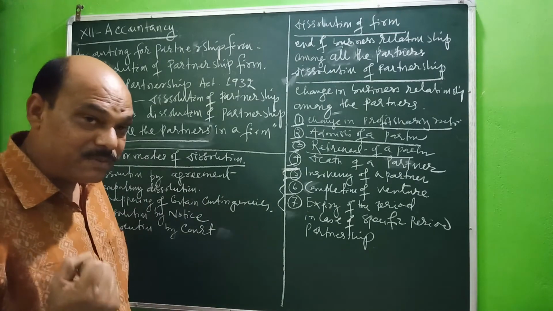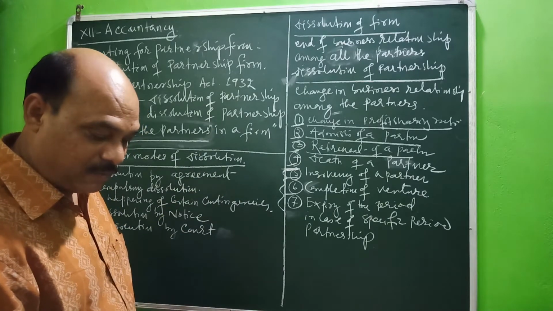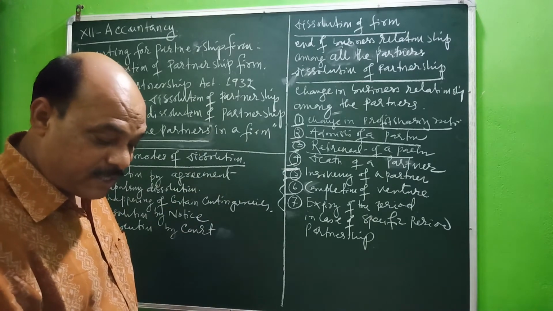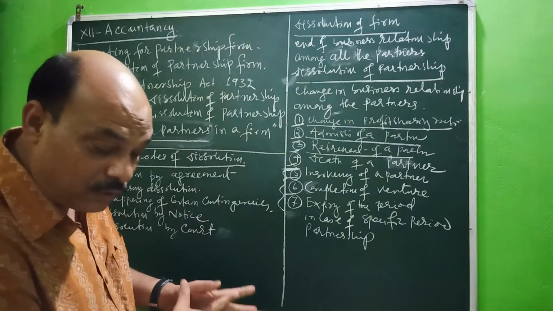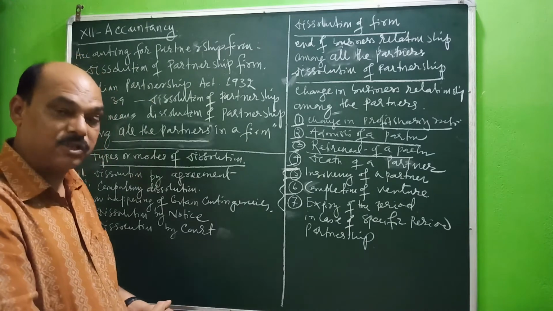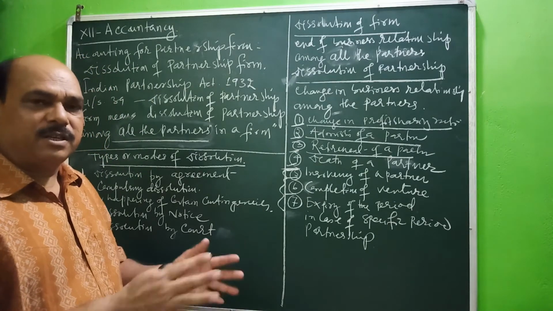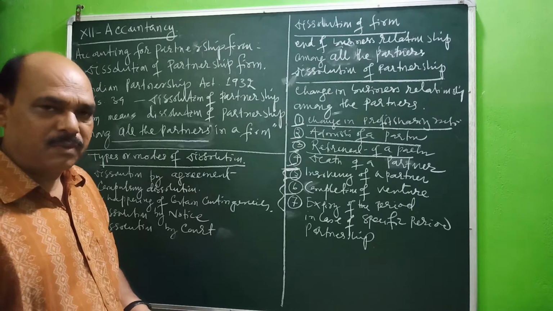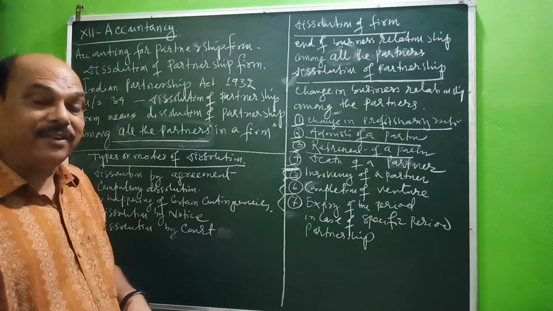So when it becomes illegal, compulsorily it will be dissolved. The third one is when some event has taken place which makes it unlawful for the partners to carry on the business. Suppose, that was the current situation, there is tension between India and China, and suppose war broke out between India and China, then what will happen?